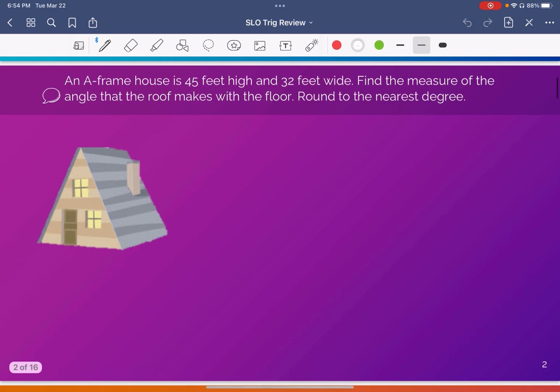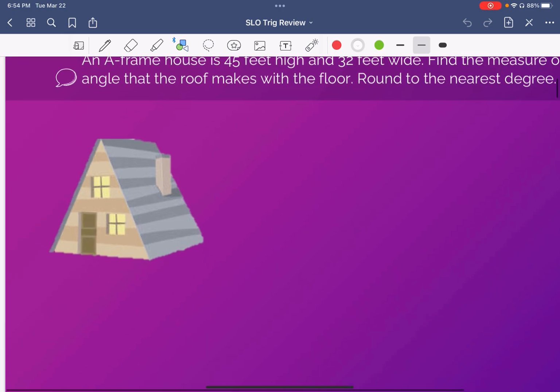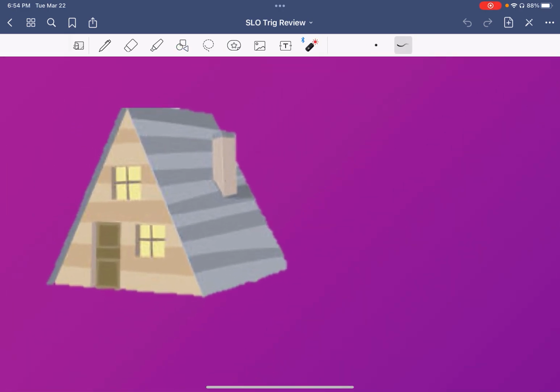Here's the first question. An A-frame house is 45 feet high, 32 feet wide. Find the measure of the angle that the roof makes with the floor. So I know that the height of this house is 45 feet high. This is also what an A-frame house looks like. It basically just looks like the letter A.